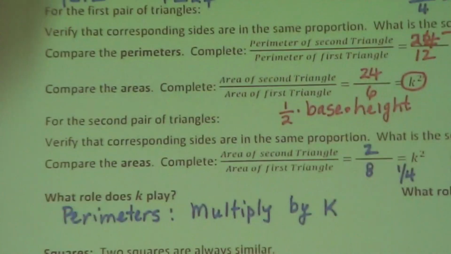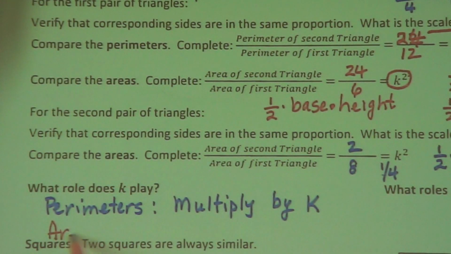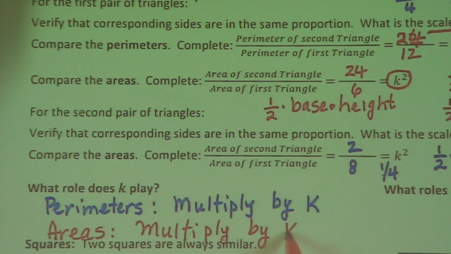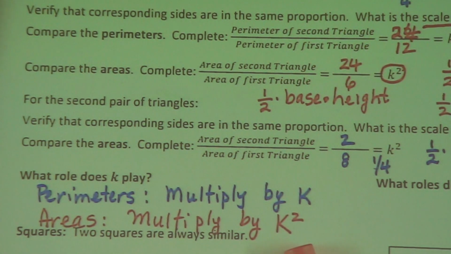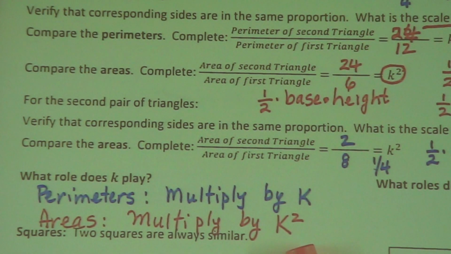For areas, you're going to multiply by K squared, because area is always square units. So you're going to need to remember this. In another section, you'll be given a figure and you're asked to paint that figure. And you're asked how many gallons of paint will be needed. This is when you're going to need area. You're going to need K squared.